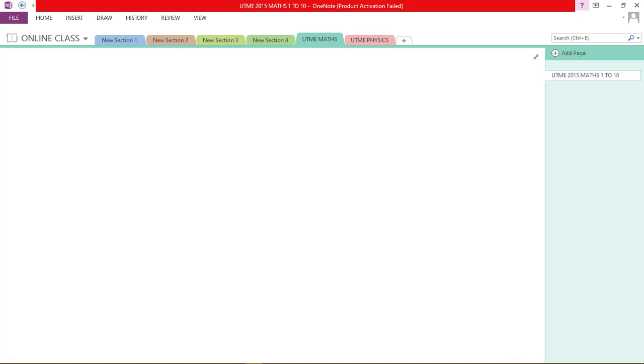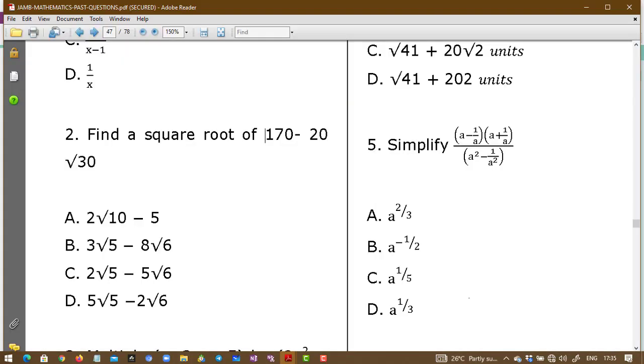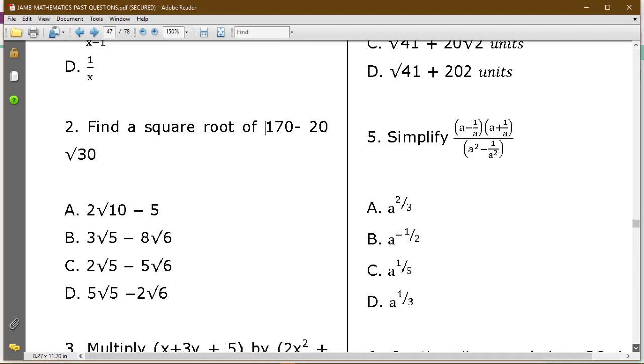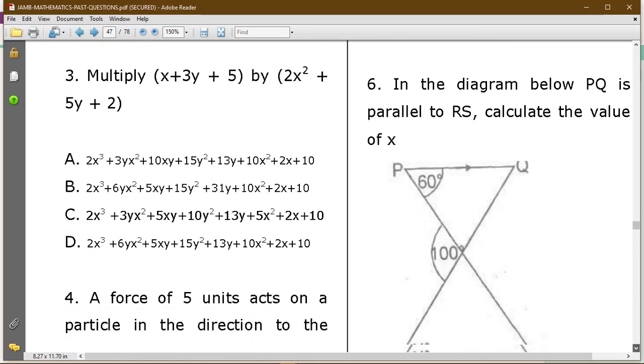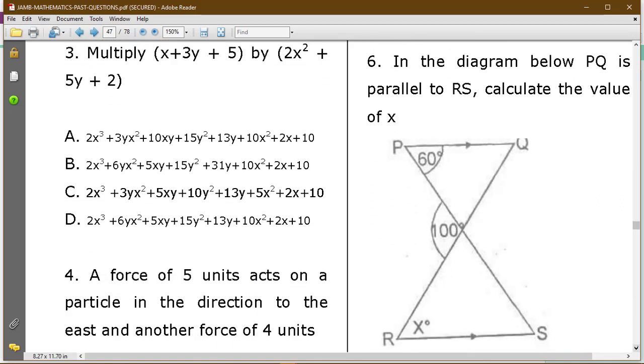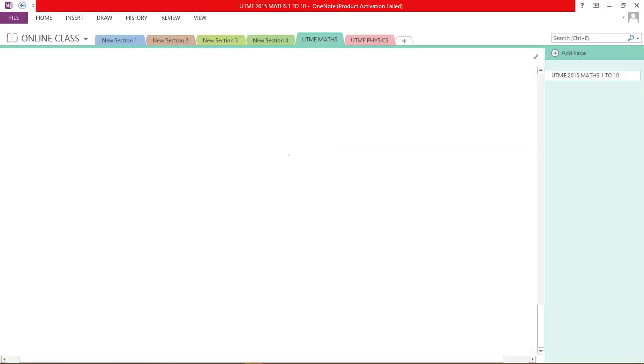Number 6 question is to be solved now. Number 6 question says that in the diagram below, PQ is parallel to RS. Then we have to calculate the value of X. Let's see how to solve this so that we can be happy. So number 6 here, we have something like this.